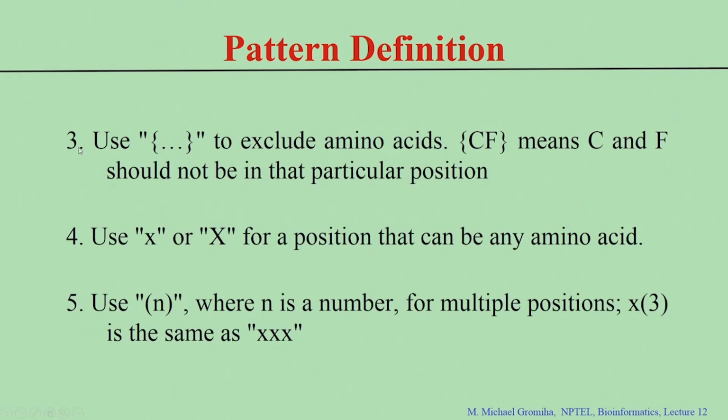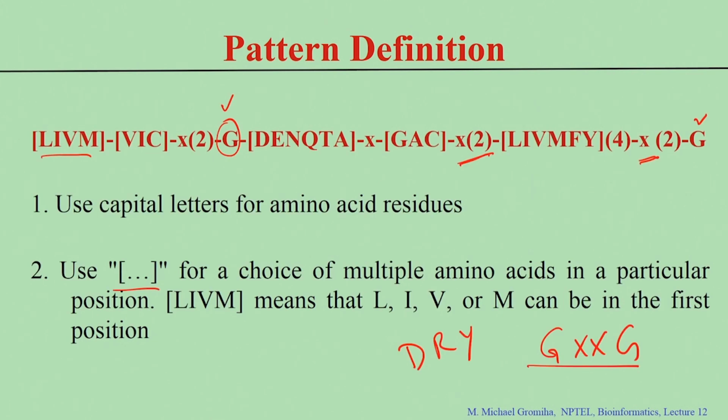Then we have these curly brackets. If it is in curly brackets, this is excluded, this is not allowed. For example, if you put CF, C and F should not be in that particular position, that is, they give the exception that these are not allowed. Then you put X for any amino acid, and N means the number of times. If I show this one, how many amino acids are in this pattern? This is 1, 2, here 2, right, 2 plus 2 is 4, 5, 6, 7, 8, 10, 14, 16, 17, right, 17 amino acids in this pattern.